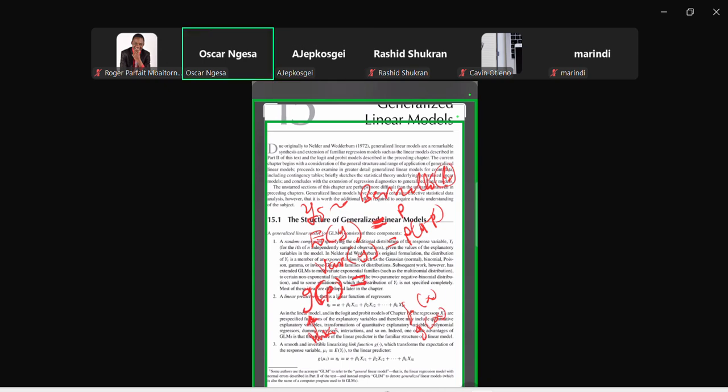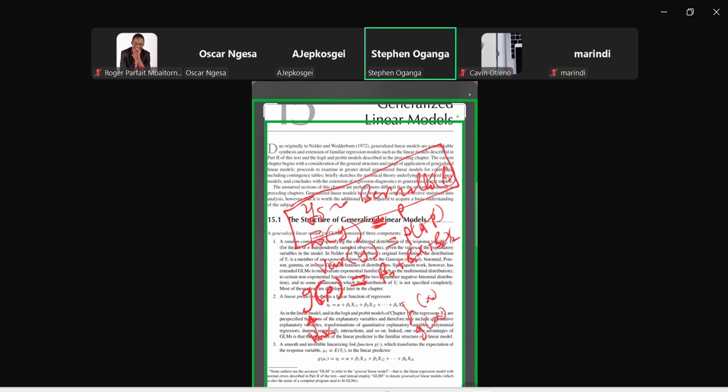And what did we say our linear predictor is? It is the beta naught plus beta 1 x1 plus beta 2 x2. So in the example that we have on the screen, this part which specifies the distribution is the first component. And what is the name of that first component? Random component.